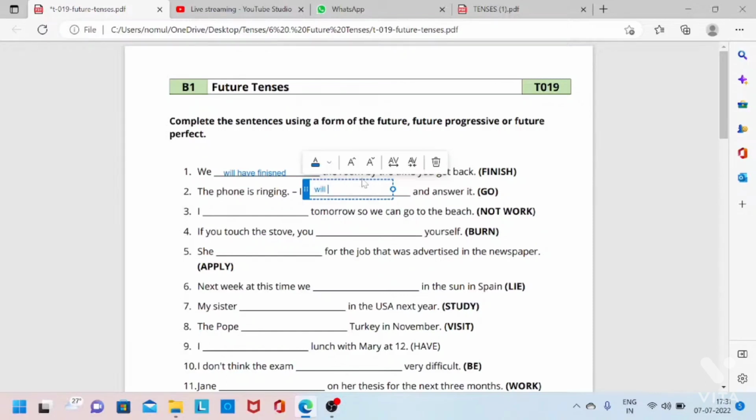I will go. Okay, I will go and answer it. This is the answer. Okay, so likewise let us complete the third one also by using not work.